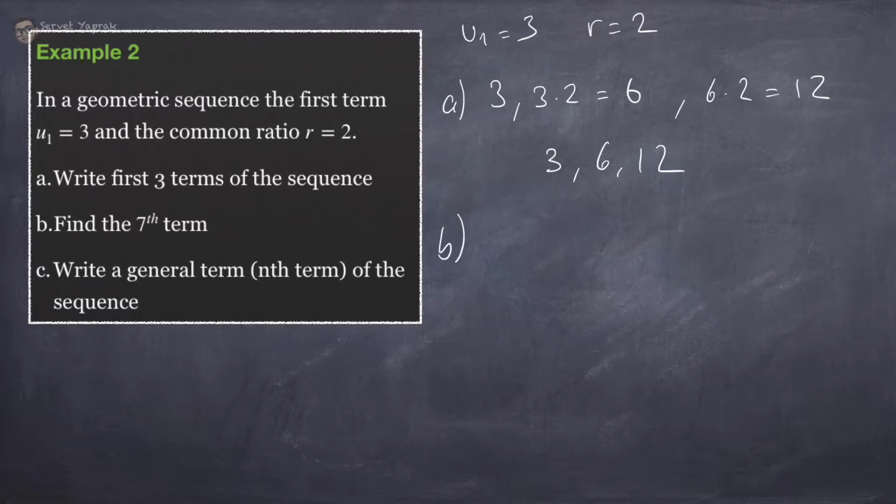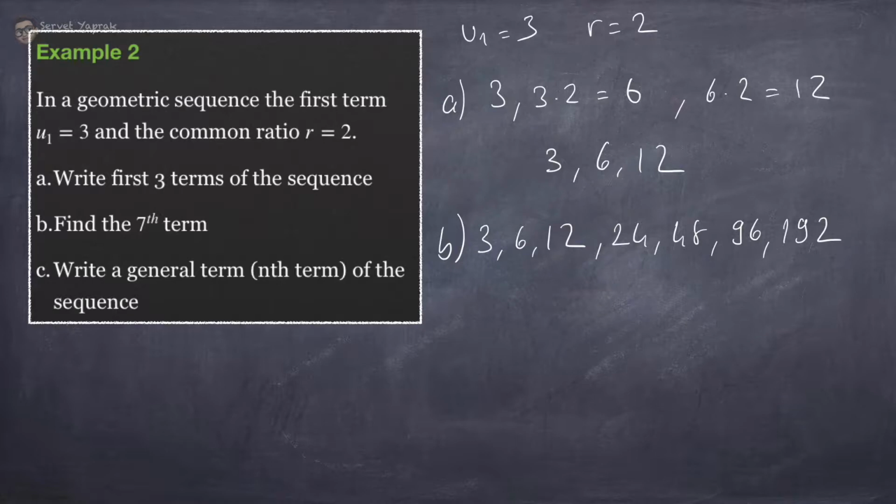Part B says find the seventh term. So let's write down the first 3 terms quickly: 3, 6, and 12. So the fourth term is 24, the fifth term is 48, the sixth term is 96, and the seventh term is 192. As you can see, the sequence is getting bigger and bigger, so we need to come up with a practical formula to find these terms quickly and easily.